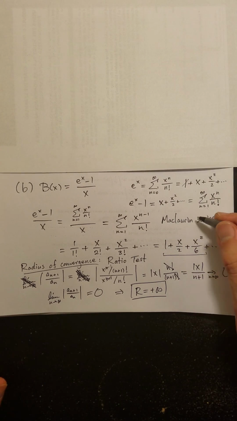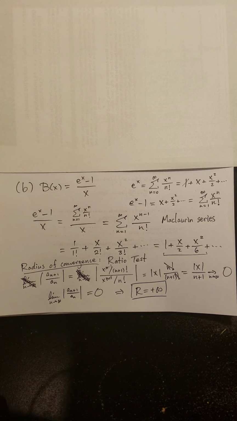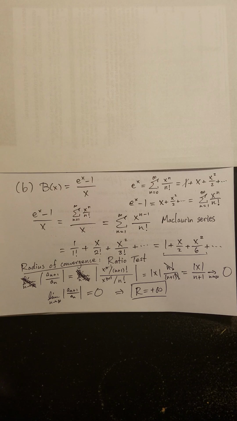All right, so we got our Maclaurin series, our first 3 terms, and our radius of convergence, and that finishes part B for us.